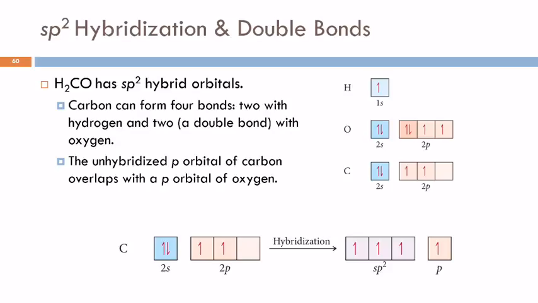Let's look at H2CO. This has sp2 hybrid orbitals. So the carbon is the central atom. So here we have the carbon. Here are its valence electrons as an atom. It's going to hybridize, and we're going to end up with sp2. 3 of those each have 1 electron, and then a leftover p orbital here, and that's going to be half filled as well. Here you've got your oxygen. The atomic oxygen has 2 p orbitals that are half full. The hydrogen has a half full orbital.